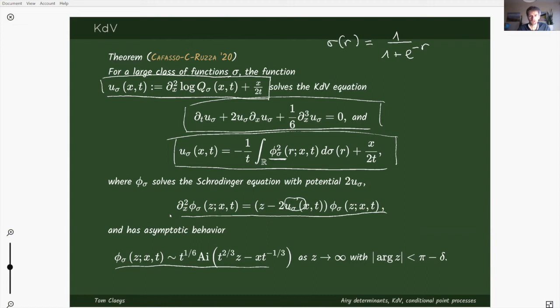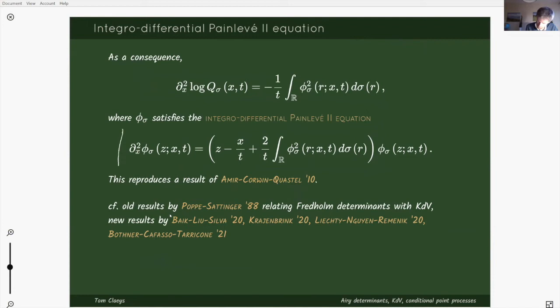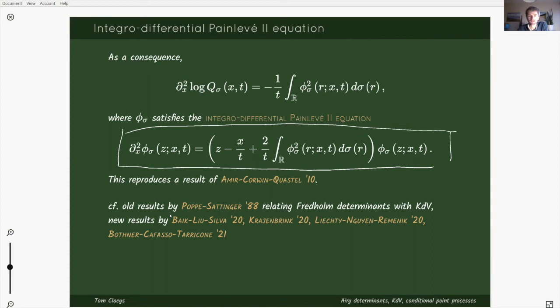Now, what is interesting about this is that if we substitute this identity into this Schrödinger equation, then we arrive at this equation, which is an integro-differential version of the Painlevé II equation.